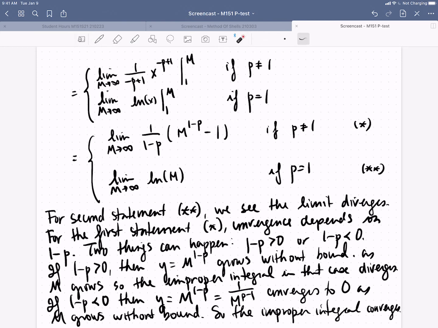So just to review, what we've shown is that if p equals 1, the limit diverges. If 1 minus p is bigger than 0, or that is to say p is less than 1, then the improper integral in that case diverges. And the only case the integral converges is if 1 minus p is less than 0.